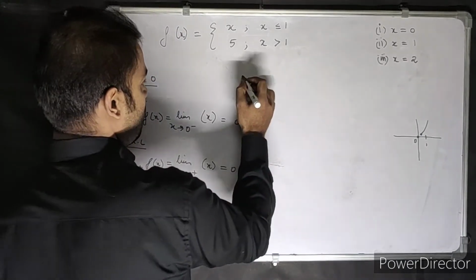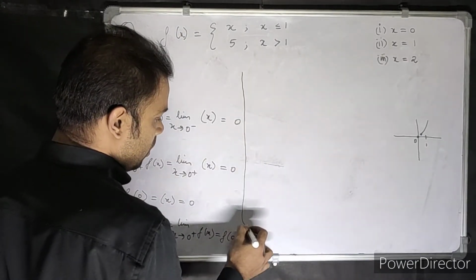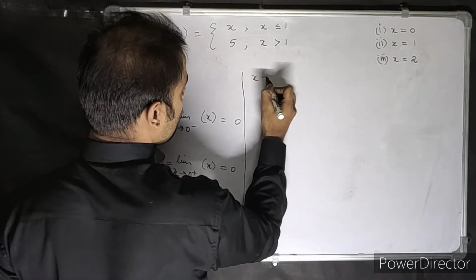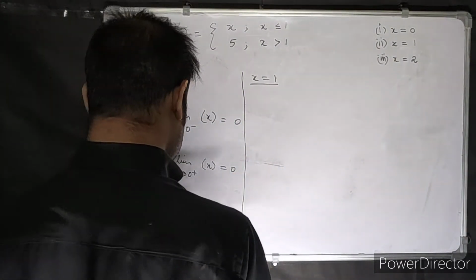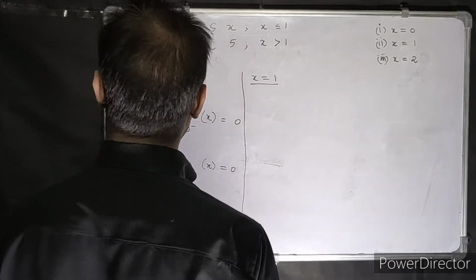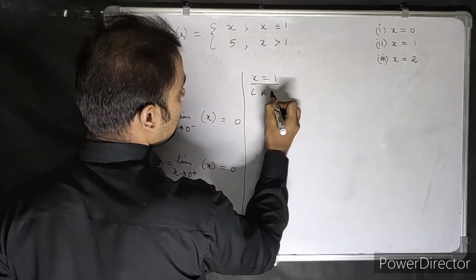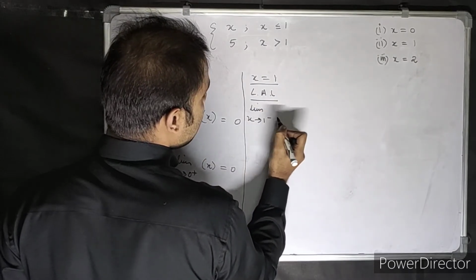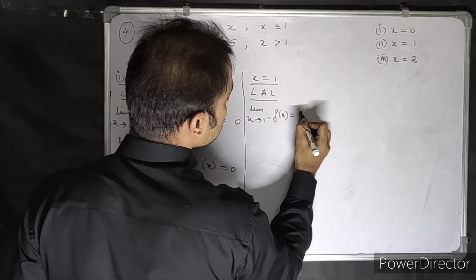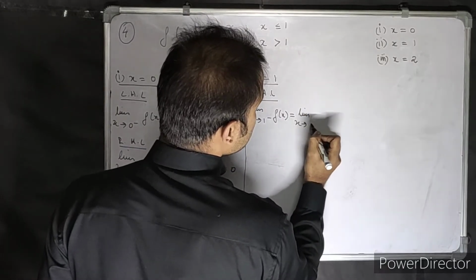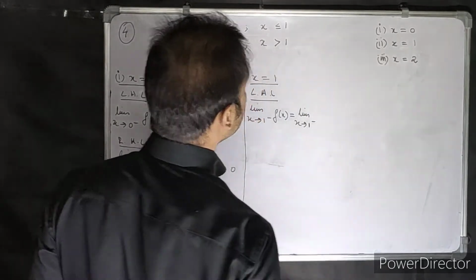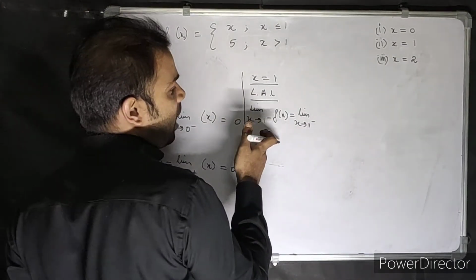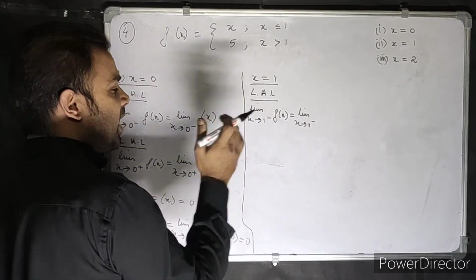Let's check the second one, whether it's continuous at x equal to 1 or not. Okay, so x equal to 1. All right, x equal to 1, again LHL, left hand limit. So that is limit of x tends to 1 negative f of x is equal to limit of x tends to 1 negative. Now less than 1, look, of course, approaching 1 from the left hand side.